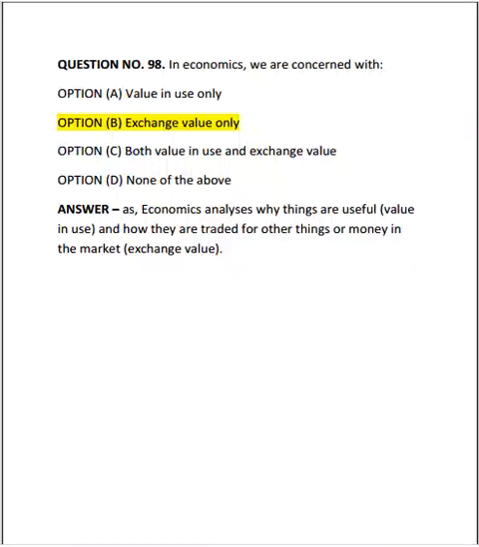Question no. 98. In economics, we are concerned with Option A. Value in use only. Option B. Exchange value only. Option C. Both value in use and exchange value. Option D. None of the above. Answer: C. Economics analyses why things are useful, value in use, and how they are traded for other things or money in the market, exchange value.